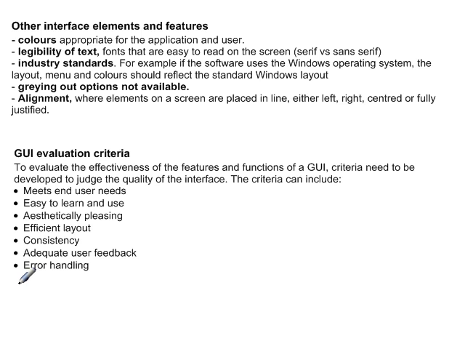Some other elements and features is using appropriate color, legibility of text, and that's really about having text which is easy to read on the screen. So looking at size, color, the font type, whether it's serif or sans serif. Serif is the ones with feet on the bottom, and sans serif is the ones without feet. So knowing which is the most appropriate for an interface, which is easiest to use.